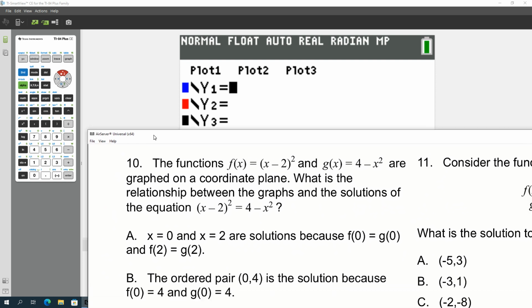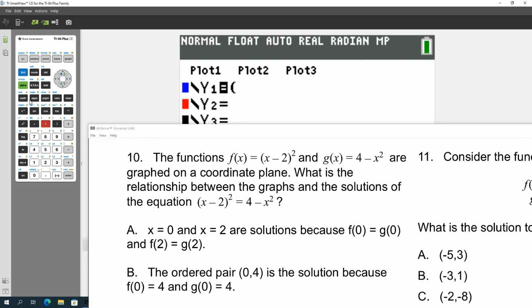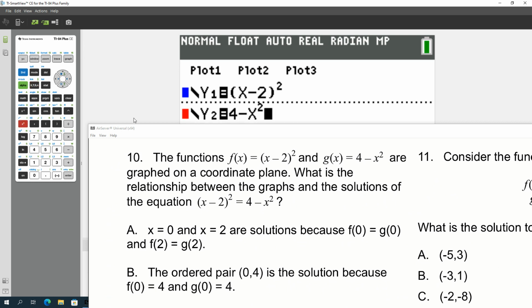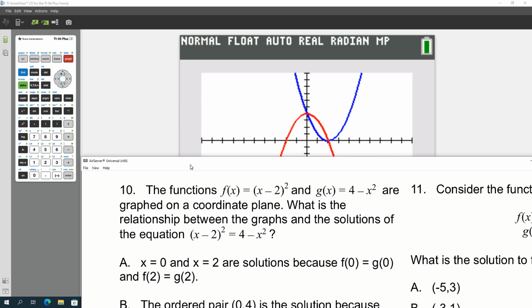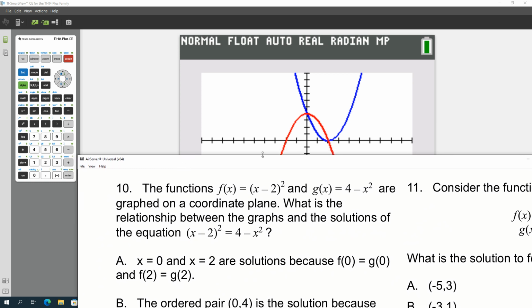And I'm going to type f in for y1, and g in for y2. And then let's see where they cross. Okay, there they are.